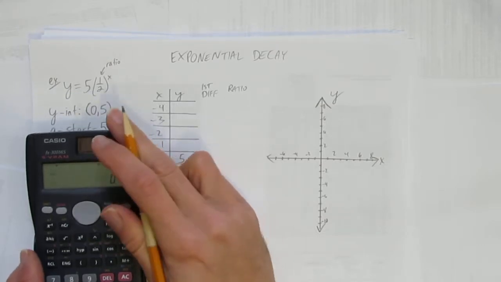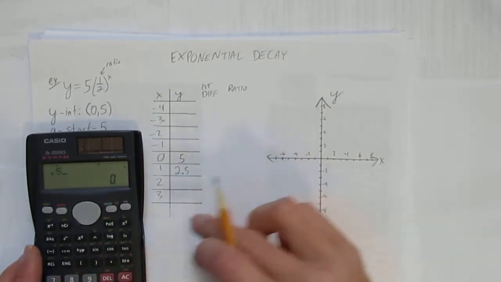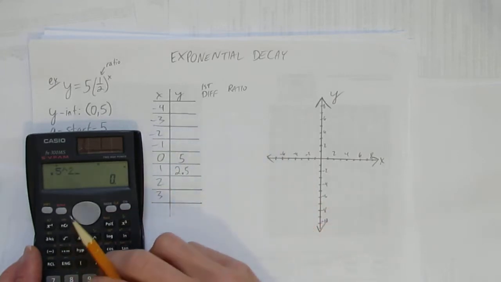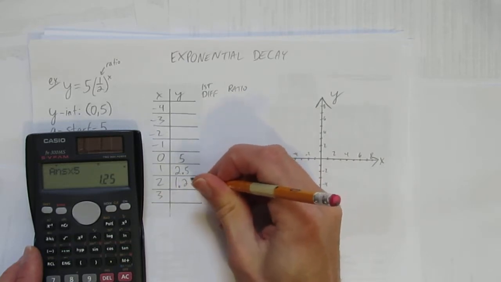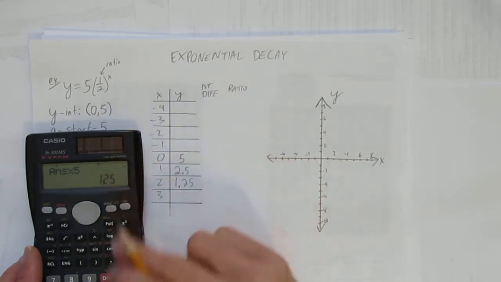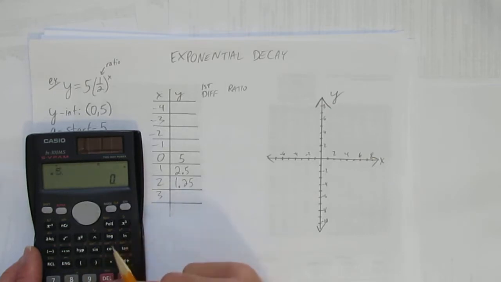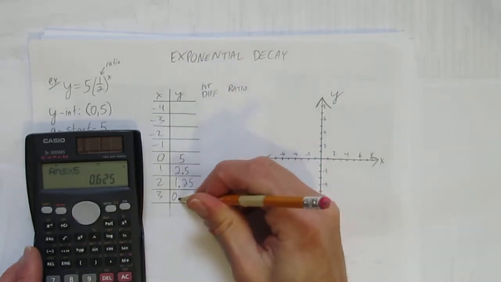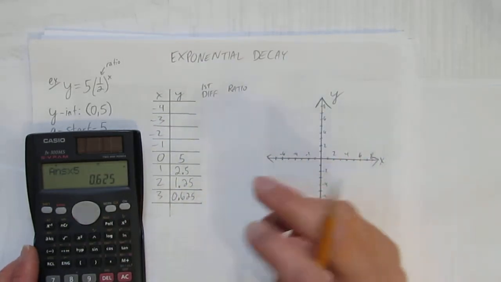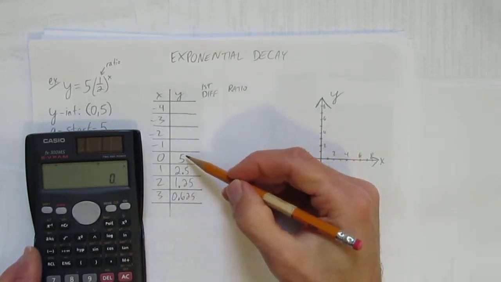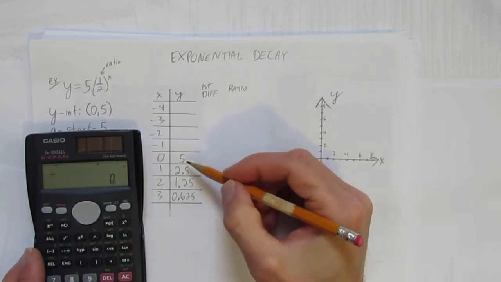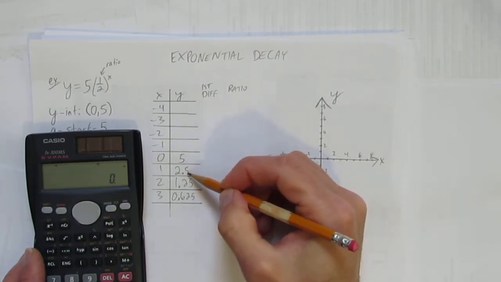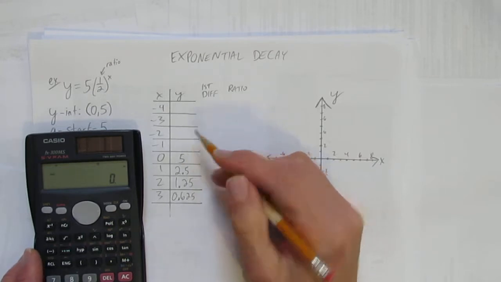So now sub in 0.5 to the power of 2, and times that by 5, and I get 1.25. And now sub in 0.5 to the power of 3, and times that by 5, and I get 0.625. You might notice a pattern here that it's going down by a half. That's because of the ratio. It's times by 0.5. So if you can see that pattern, it's times by 0.5, times by 0.5. You should be able to predict what this number is going to be.